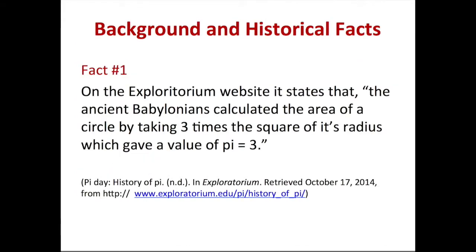Now let's quickly look at some background and historical facts. Fact number 1 is on the Exploratorium website. It states that the ancient Babylonians calculated the area of a circle by taking 3 times the square of its radius, which gave a value of pi equals 3.